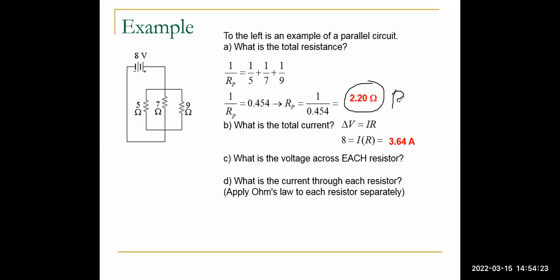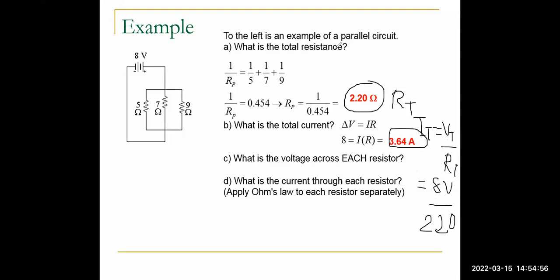So ngayon i-apply natin. IT is equivalent to VT over RT. So ang VT natin ilan? 8 volts, divide total ohms natin which is 2.2 ohms. So 8 divide 2.2, nakuha natin 3.64 ampere.